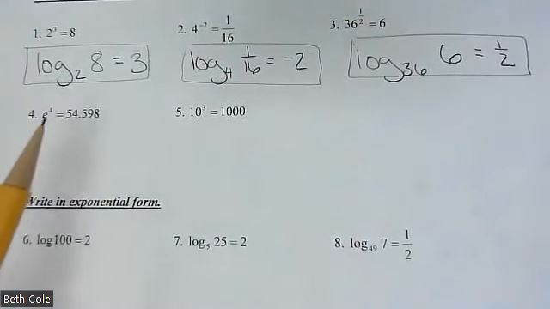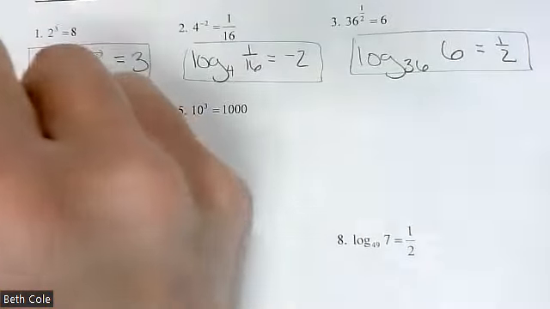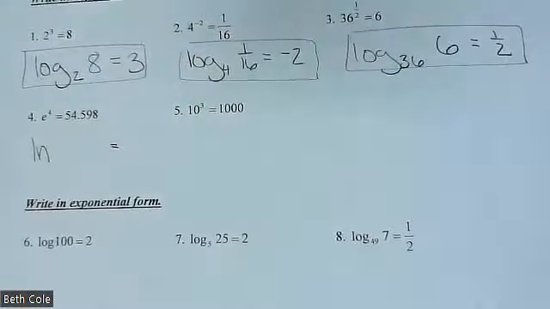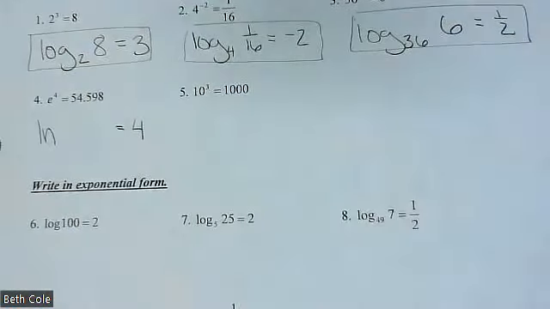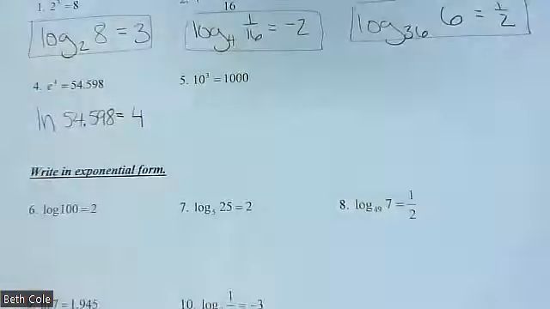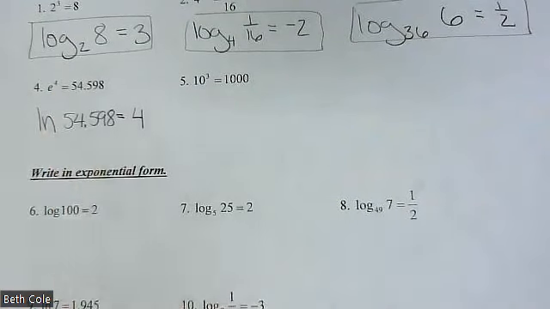Now this one, you're not going to write log log. Do you see how it's base e? So instead you write ln. That means log base e. Leave a little gap. It equals the exponent, which is 4. And so that 54.598 goes in the gap. The reason it's a decimal is because e is a decimal. It's 2.78 blah, blah, blah to the 4th equals that number. So that's why it's a weird decimal.